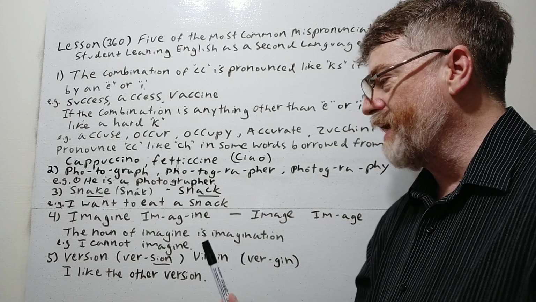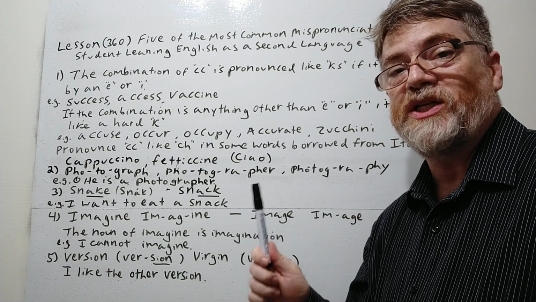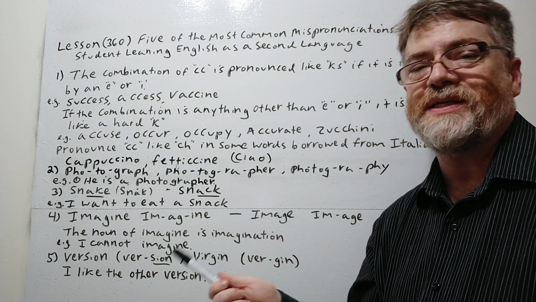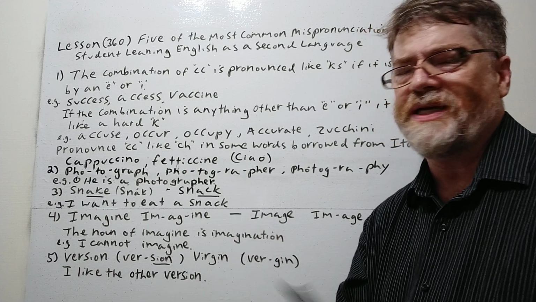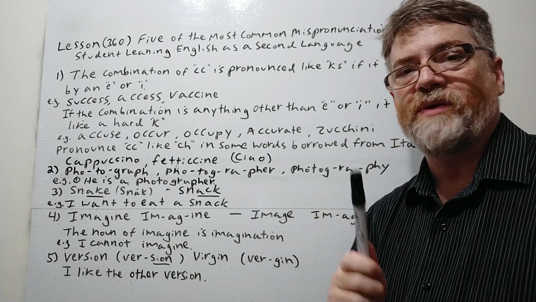Again, focus on the end of the word. So the jeune and jin. You know, if you look at it that way, it sounds very different. Virgin, virgin. So jeune, jin sounds pretty different. That hopefully will help.